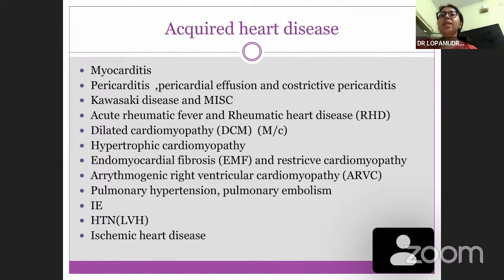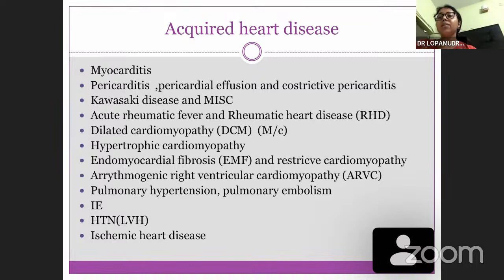So we need to know about them. The most common is myocarditis, followed by pericarditis, which might be complicated by pericardial effusion and rarely constrictive pericarditis. Then comes the Kawasaki and MIS-C group, where cases are rising now, and it has already surpassed acute rheumatic fever and rheumatic heart disease as the commonest acquired cause of heart disease in children.